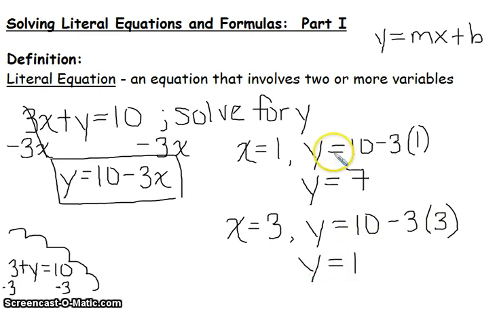So it's much faster for you, if you've already solved for y once, to plug in multiple values for x and get a y value. Otherwise, every single time you're going to have to plug your 1 in and then solve for y, and then plug your 3 in and then solve for y. And so you'll be solving your equation multiple times for y. So with literal equations, solving literal equations, you solve it once, and then you can just start plugging in values for x.